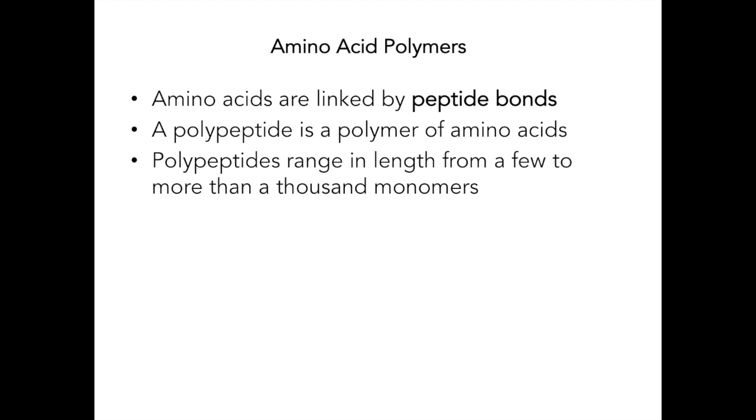So amino acids are linked together by these peptide bonds. If you have a chain of amino acids, it's called a polypeptide. And then a protein may be made up of one or several polypeptides. So it could be just a few amino acids, or it might be thousands of amino acids that make up a functioning protein.